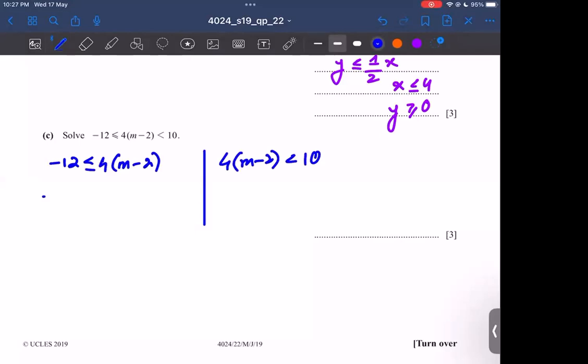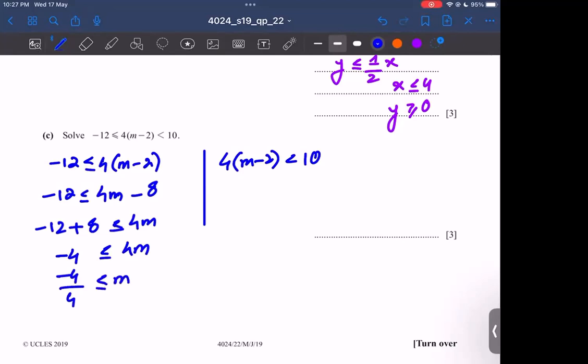All right. So what I can do is write minus 12 is less than or equal to 4 into m, 4m, 4 into minus 2, minus 8. I'm going to shift minus 8 to the left-hand side, and it becomes plus 8. Minus 12 plus 8 is minus 4. This minus 4 divided by 4, the 4s cancel. We get m is greater than or equal to minus 1.